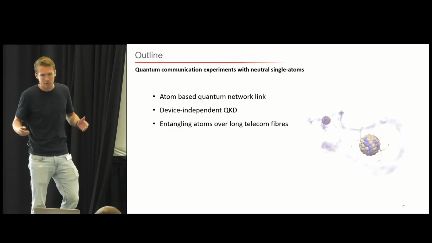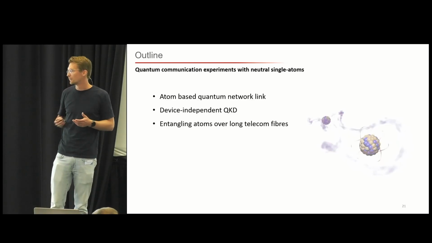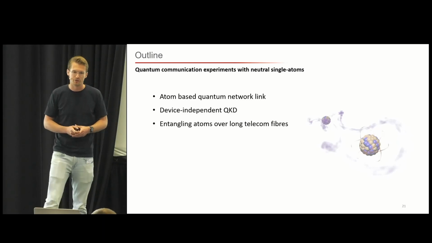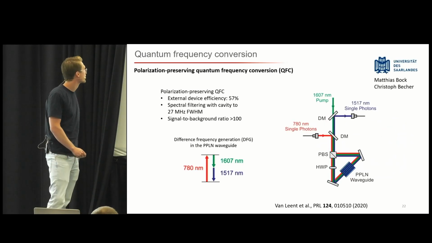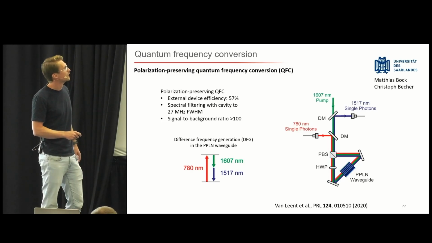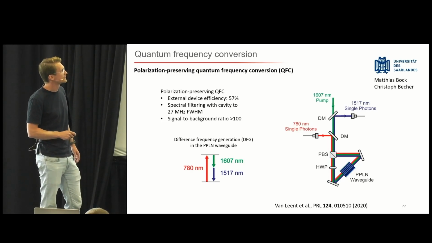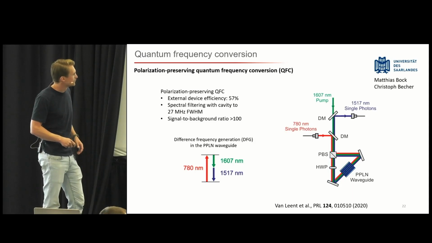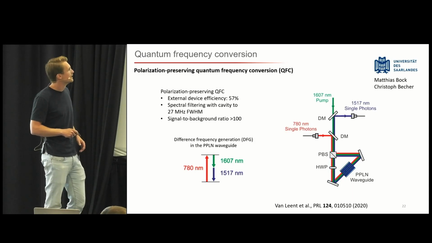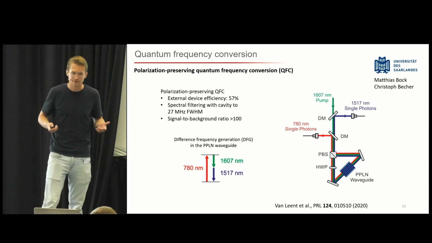Okay, then I come to the second result, and that was about quantum frequency conversion to increase the range of our quantum network link. For this, we teamed up with Matthias Bock and Christoph Becker from the University of Saarland. And what they did for us is they developed really efficient and really nice quantum frequency conversion devices.